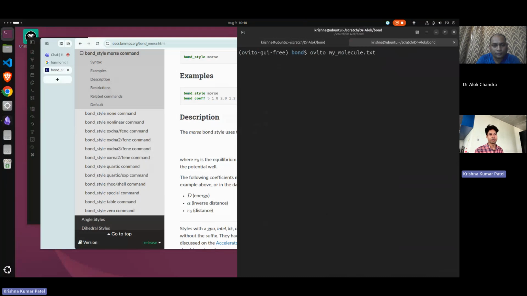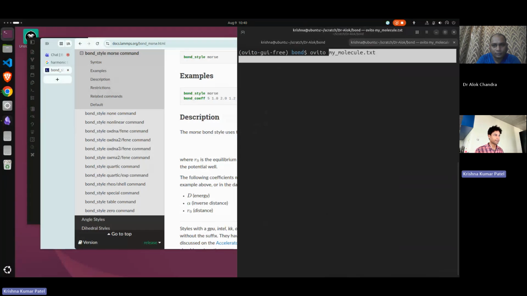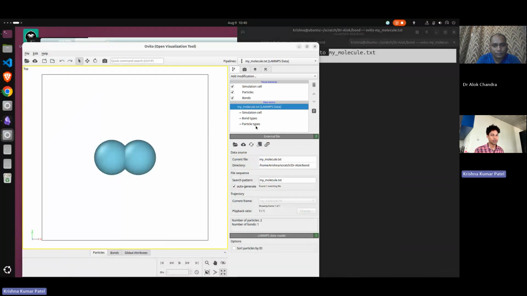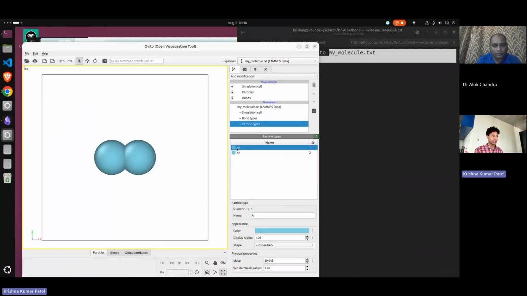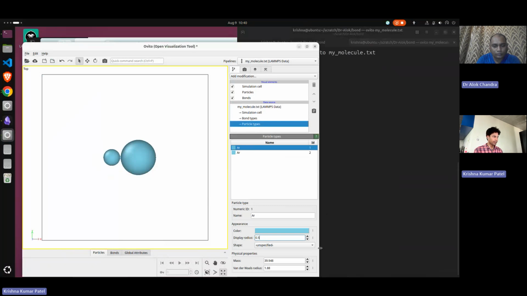First, I'm going to load my data structure file. You can see OVITO, load the data structure file. And this is what it looks like. I want to be able to see the bond. So right now, these two atoms are represented with larger radius. So I'm going to select here particle types and then the first atom. And then here, display radius. In that, I'm going to just reduce the size of the radius of that atom. Hit enter. And now you can see the display has changed, right?